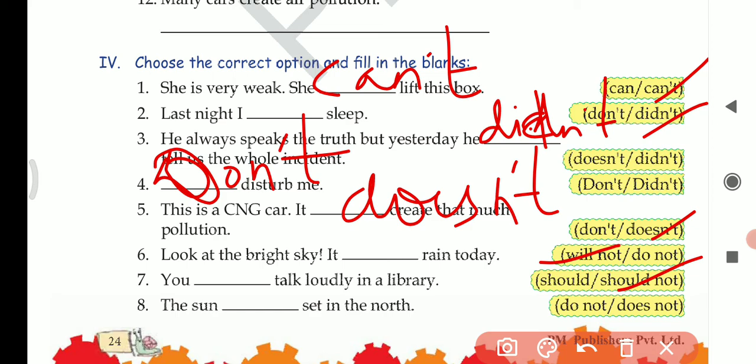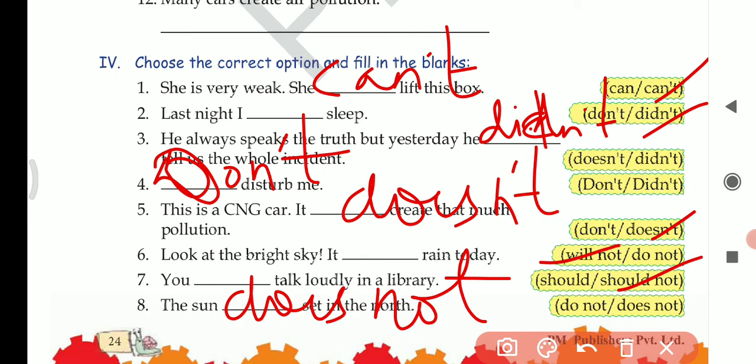Last question, question number 8. The sun dash set in the north. The sun does not. We are talking about one sun, that means singular. So we'll use does. The sun does not set in the north.